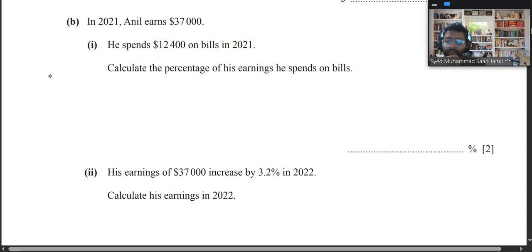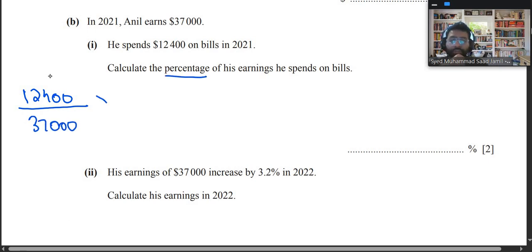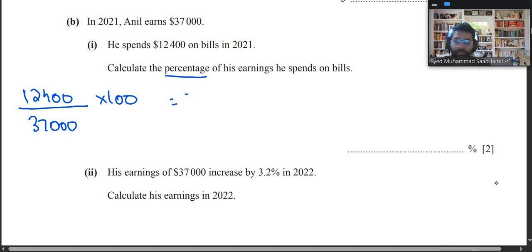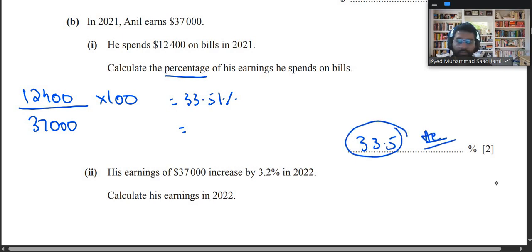So how much did he spend on bills? 12,400. And how much does he earn? He earns 37,000. Whenever we want to find the percentage, you multiply it with 100 actually. So 12,400 multiplied by 100 divided by 37,000. So this is roughly 33.51. So this becomes 33.5%, and this is your answer.